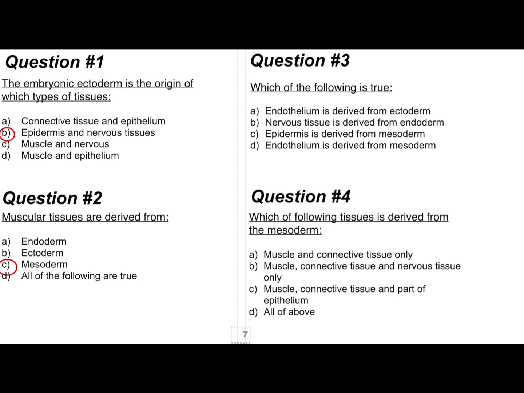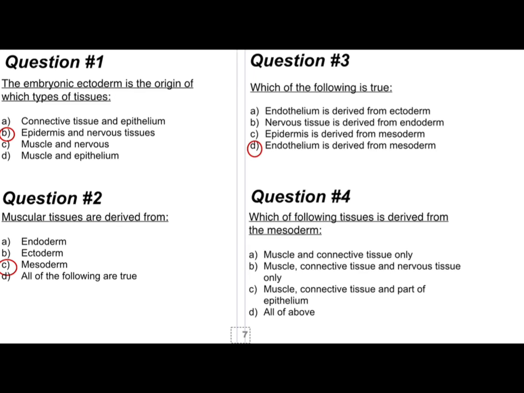Now question 3. Which of the following is true? A. Endothelium is derived from ectoderm. This is wrong because endothelium is derived from mesoderm. B. Nervous tissue is derived from endoderm. Also wrong because it's derived from ectoderm. C. Epidermis is derived from mesoderm. Wrong because epidermis, as you know, is derived from ectoderm, which is the outer embryonic germ layer. Now option D, endothelium, which is the lining of the inner surface of blood vessels and heart, is derived from mesoderm. This is the correct option.